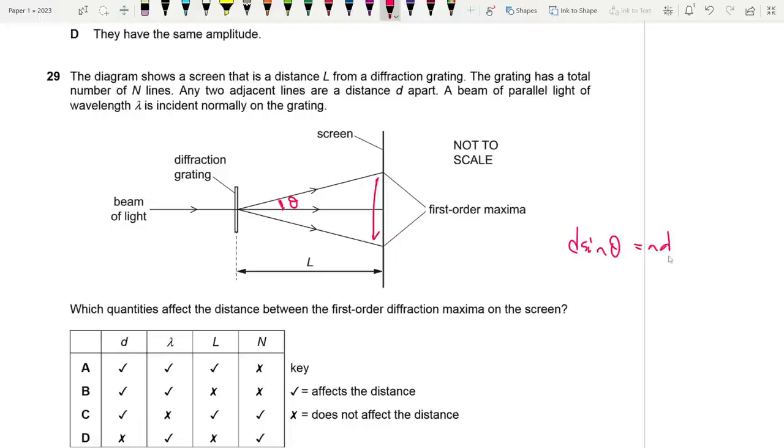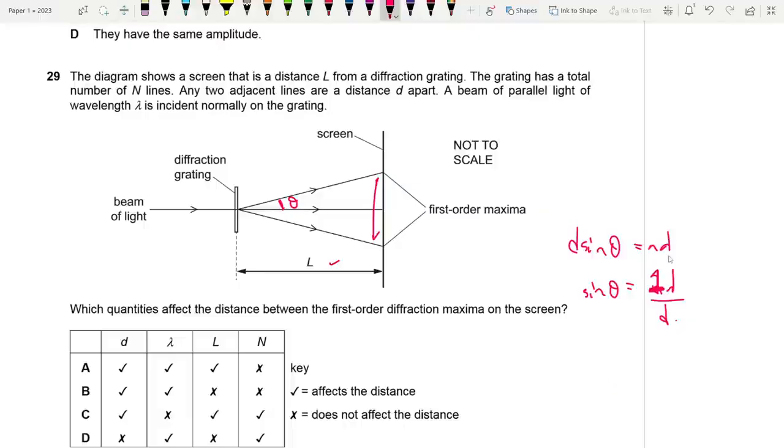Which quantities affect the distance between the first order maxima? So, sine theta is equal to n lambda by d. Small n will be kept constant, because we are dealing with the first order maxima. So we are mainly dealing with theta over here.